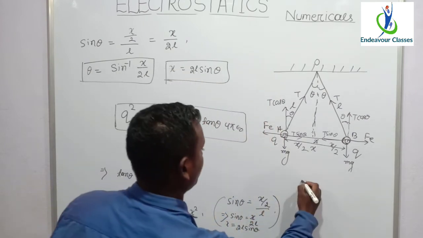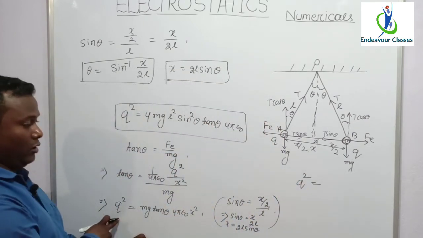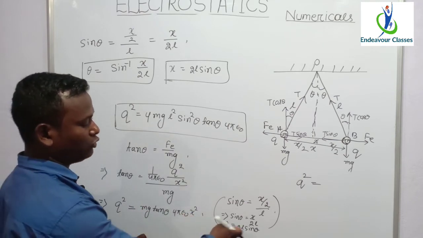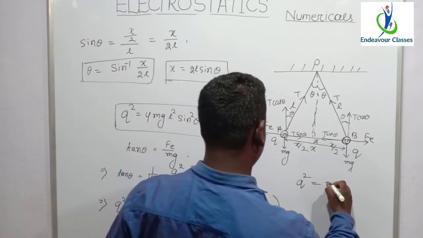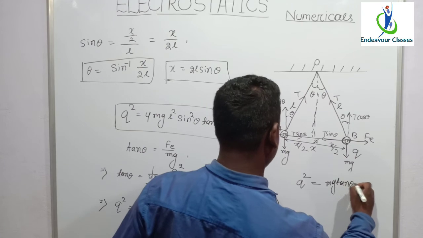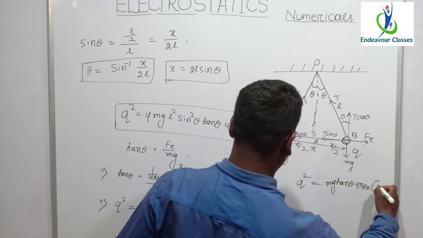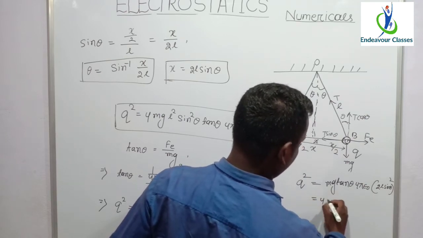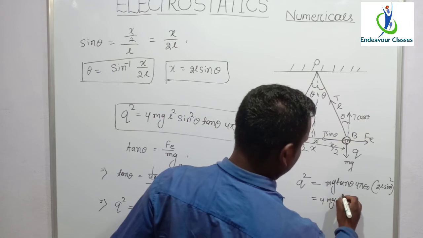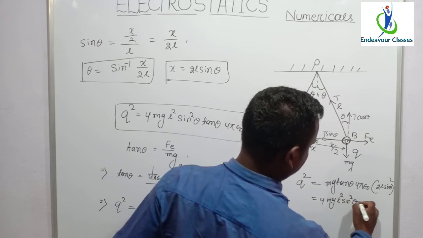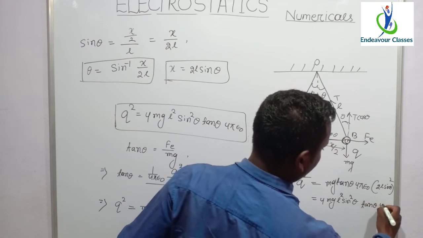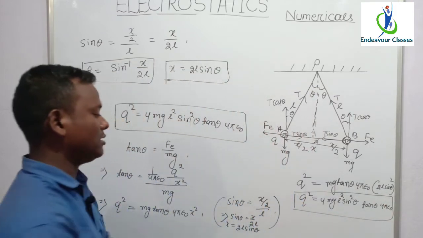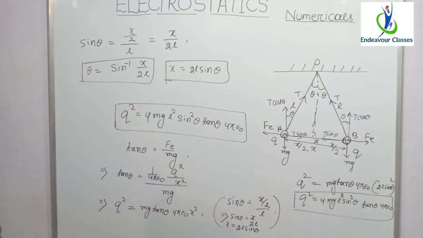So q square will be equal to mg tan theta times 4 pi epsilon naught, and in place of x we put 2L sin theta whole square. So it will be 4 mg L square sin square theta tan theta times 4 pi epsilon naught. So this is the q square, and hence proved. This is the question which is asked, and it is quite an easy one.